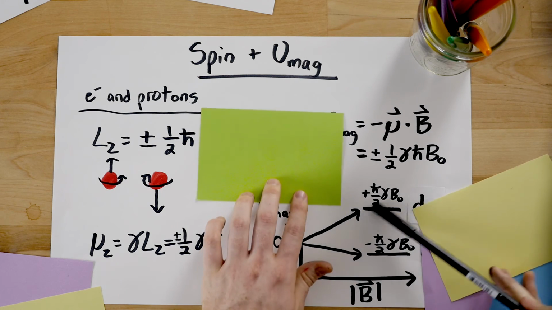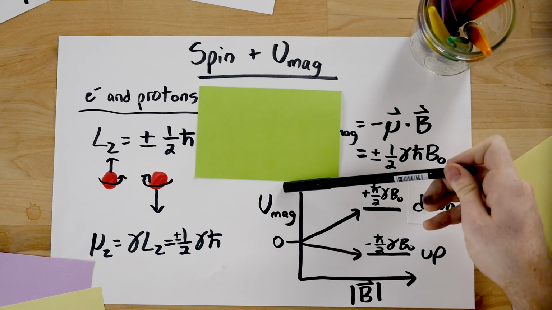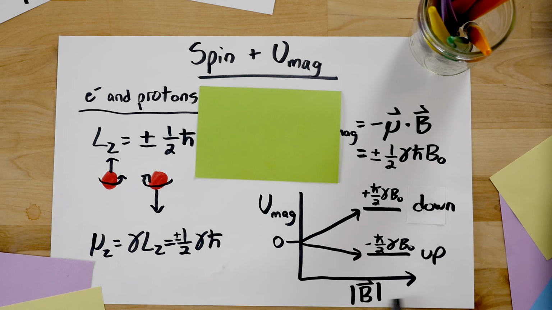So if I plotted this on a graph where energy is plotted on the y-axis and the field strength is plotted on the right axis, I can see that I have the positive energy getting higher and higher and the negative energy getting lower and lower. Now, in order to be able to talk about these spin states, we give them certain terms. The lowest energy spin state is always referred to as spin up, and the highest energy spin state is always referred to as spin down.